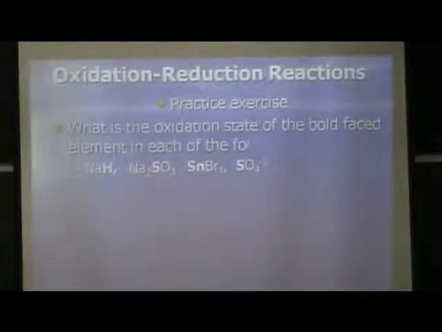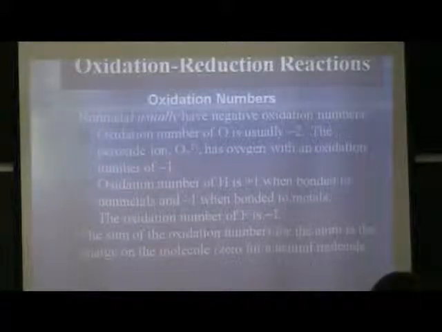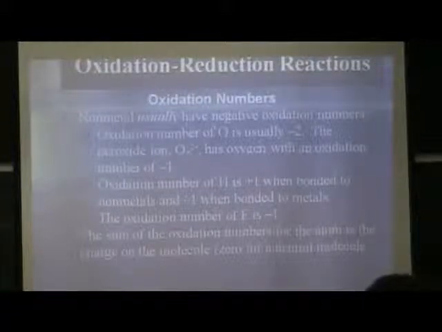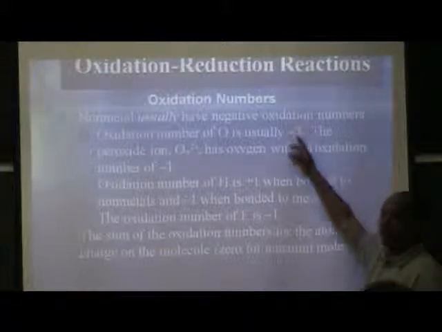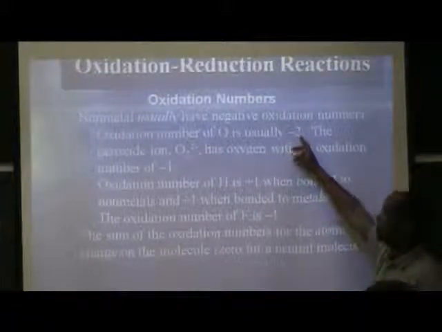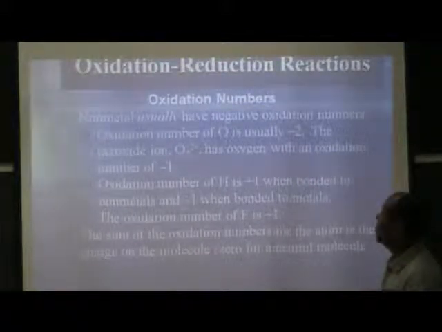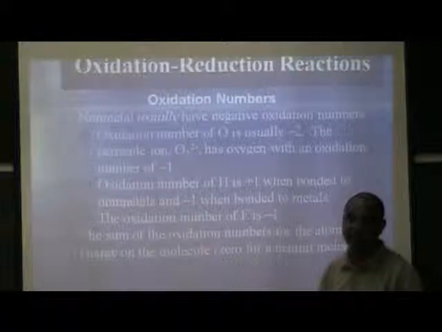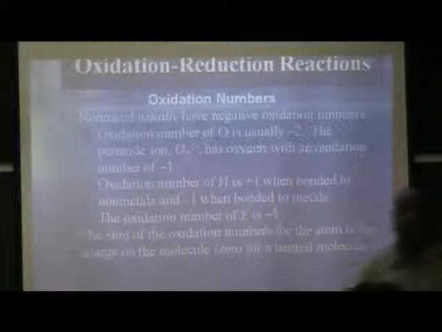Before I go to the practice exercise, there are other rules that we need to know here, and then I'll go back to this slide. Non-metals usually have negative oxidation numbers. The oxidation number of oxygen is usually -2, but in some cases it is -1. For example, hydrogen peroxide, H2O2, is a very unique case, so its oxidation number is -1.